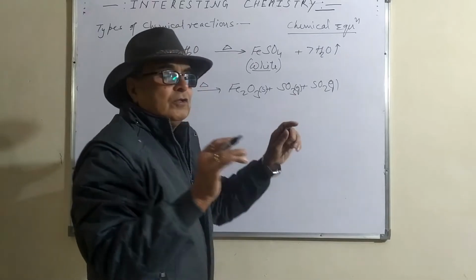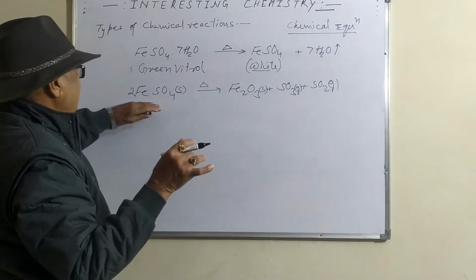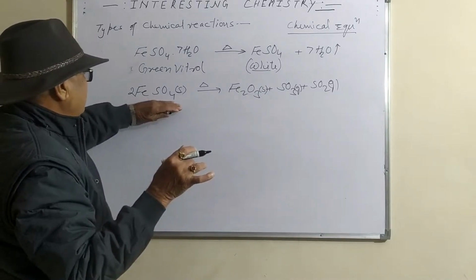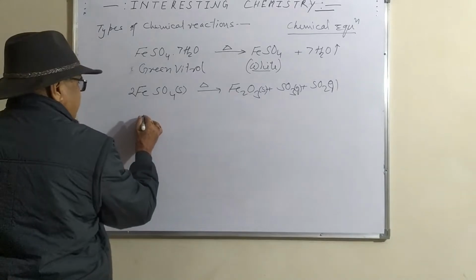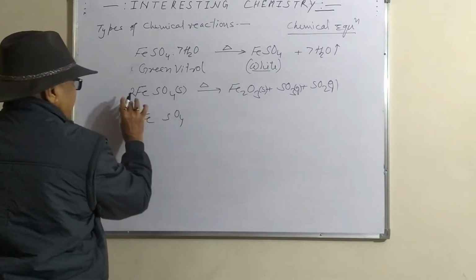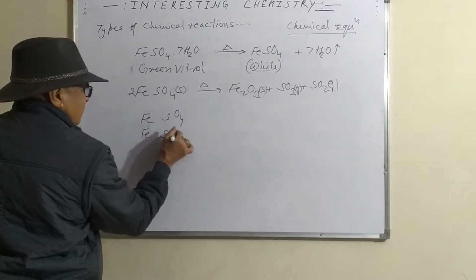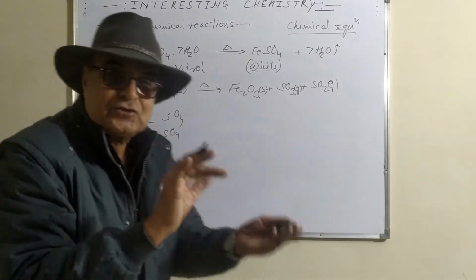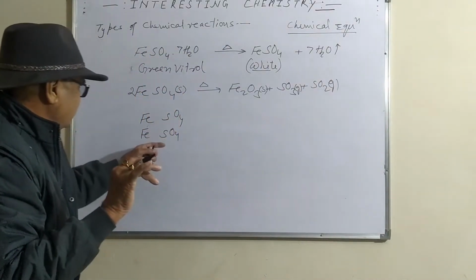But now think about how the decomposition of this ferrous sulfate takes place. So right here, FeSO4 in this form. There are 2 FeSO4. Here write in this form 2 FeSO4. This is your extra work to understand the chemical equation. Suppose this is right here.